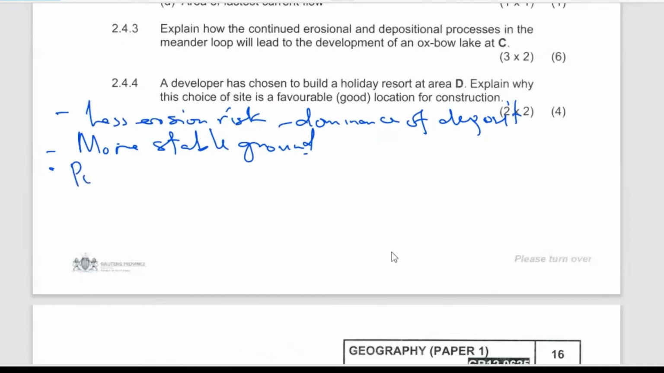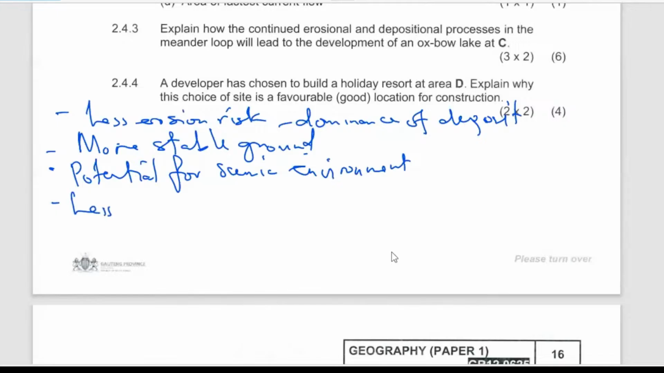It has potential, the area, for a scenic environment. There will be a scenic environment there because of the deposition that happens. People can ultimately go sightseeing in the area. It's potential for sightseeing, or it's a scenic environment because of the deposition that happens there.